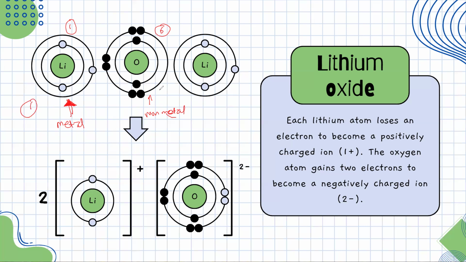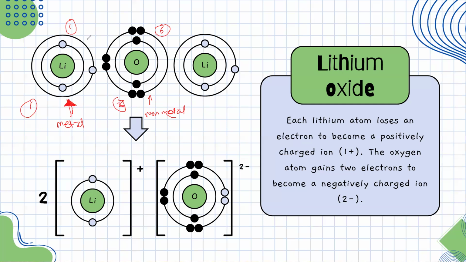Now, oxygen, on the other hand, needs to gain 2 electrons in order to be complete to 8. Is that correct? Yes, sir. Good. So now, since lithium can only lose 1 electron and oxygen needs to gain 2 electrons in order to be complete to 8, what will now happen?